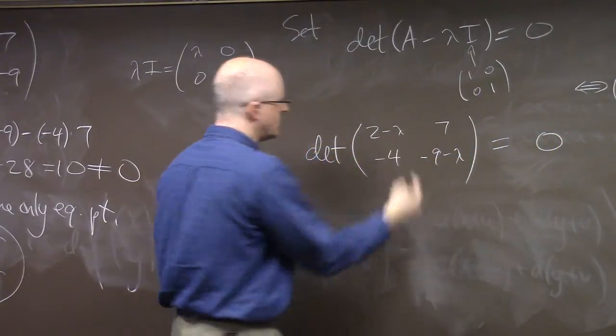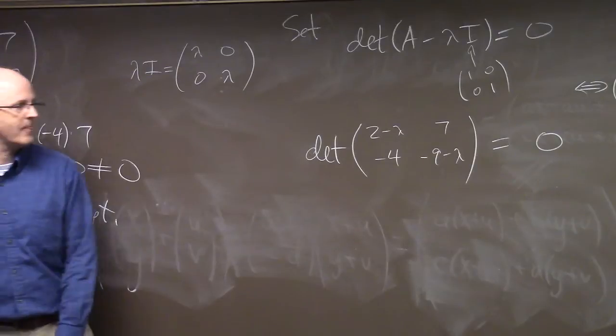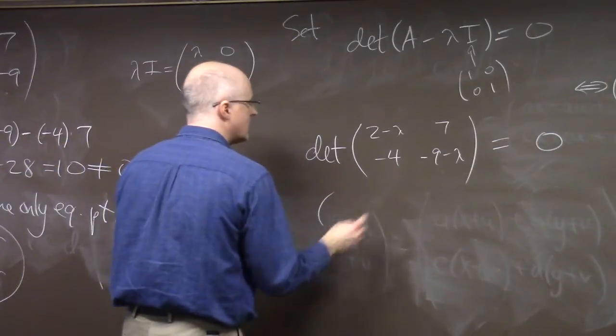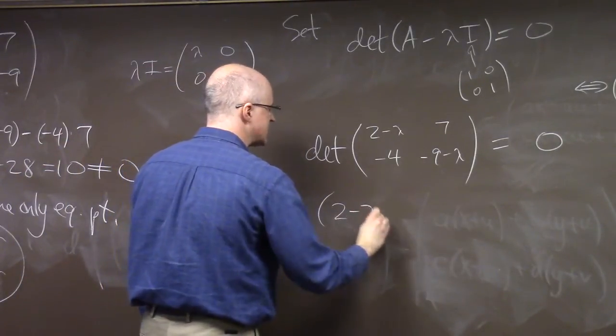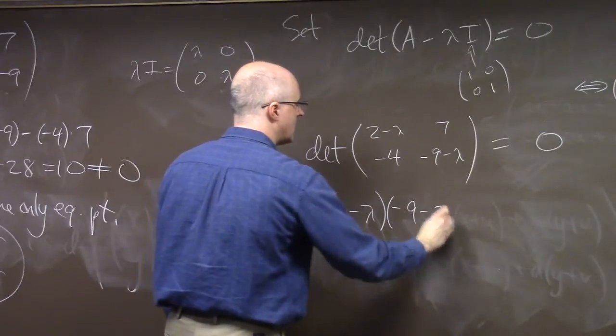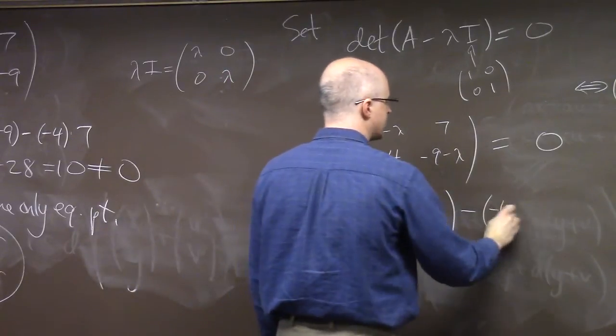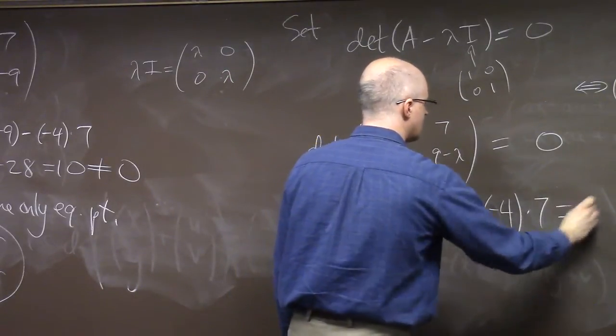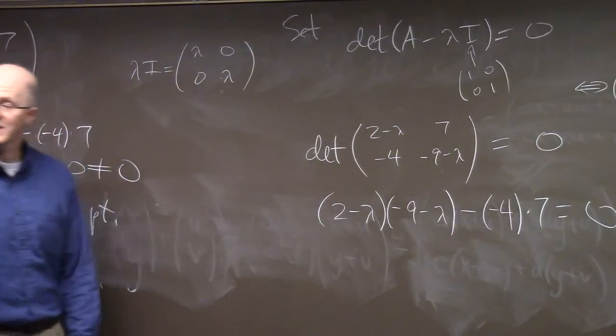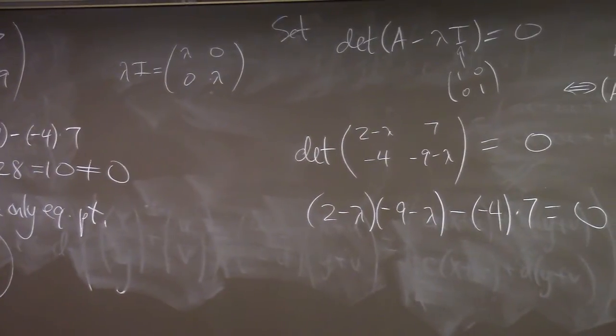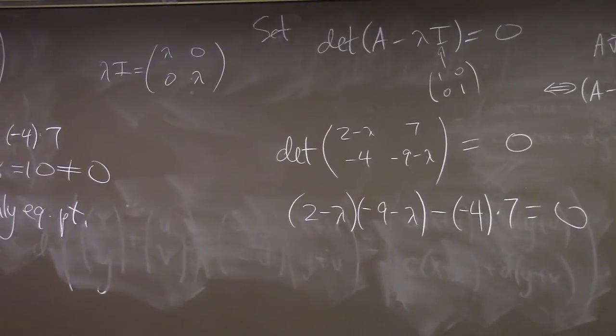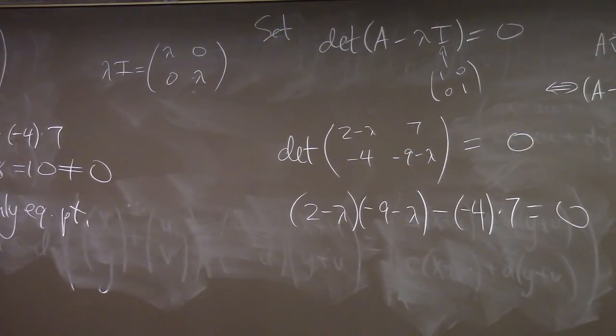You calculate this 2x2 determinant in the same kind of way. Multiply the entries on the main diagonal. Subtract the product of the numbers on the off diagonal. This is going to be a quadratic equation in lambda. And this is what's called the characteristic polynomial of the matrix.